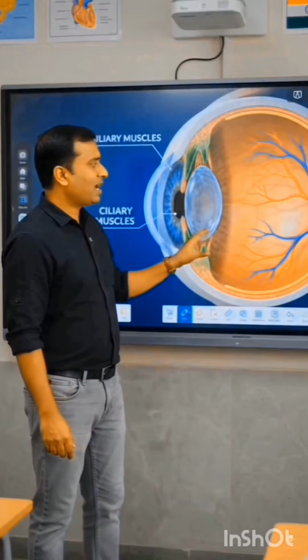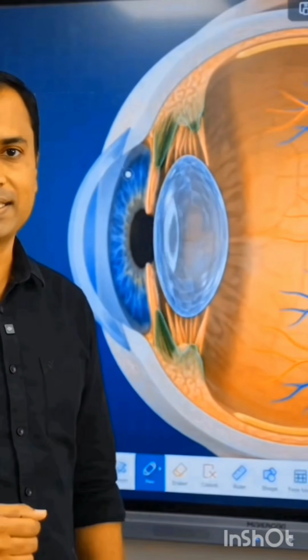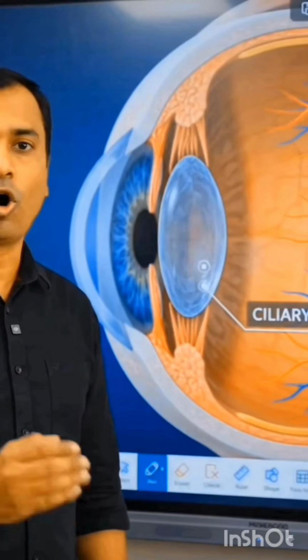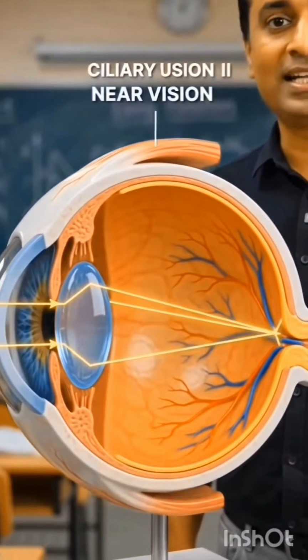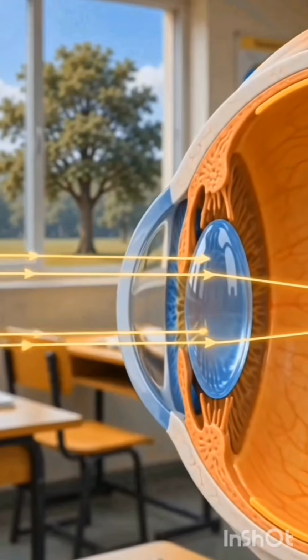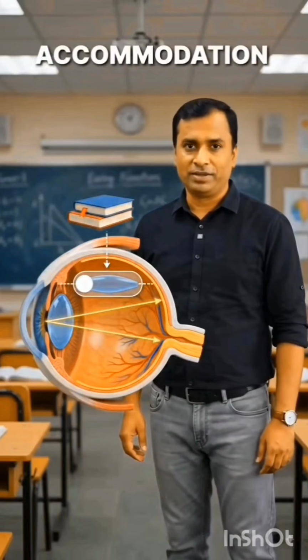Surrounding the crystalline lens are the ciliary muscles. These muscles change the shape of the lens, helping us focus clearly on objects at different distances. When we look at nearby objects, the ciliary muscles contract, making the crystalline lens thicker. For distant objects, the muscles relax, making the lens thinner. This adjustment is called accommodation.